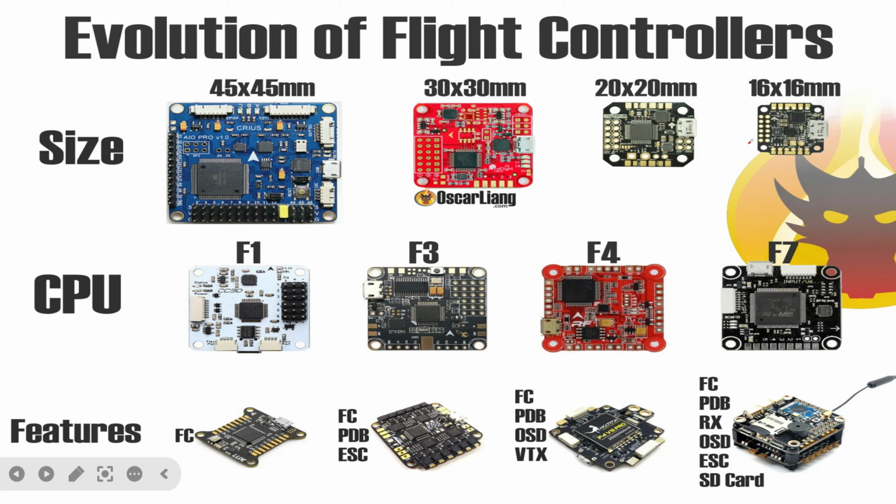CPU, Central Processing Unit, F1, F2, F3, F4, F7. Features: FC, PDB, ESC, PDB, OSD, VTX. FC, PDB, RX, OSD, ESC, SD card.